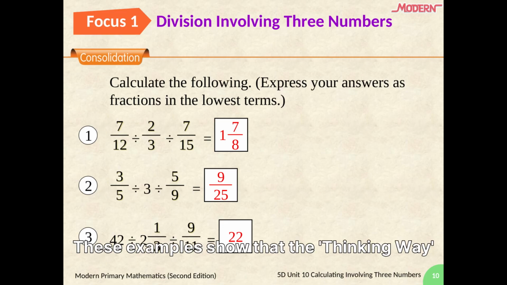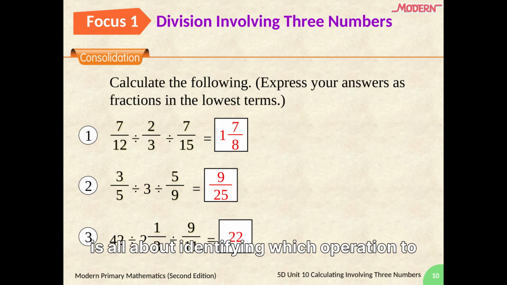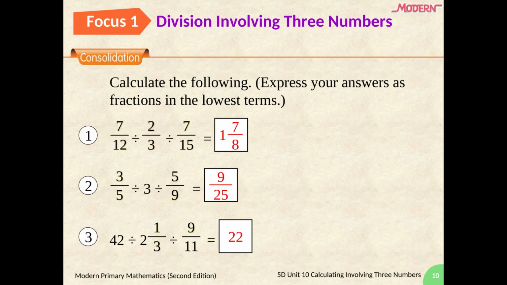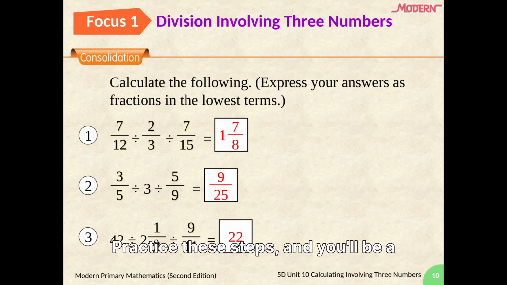These examples show that the thinking way is all about identifying which operation to do first. Is it multiplication? Is it subtraction? Once you have the plan, the math is simple. Practice these steps, and you'll be a word problem pro in no time.